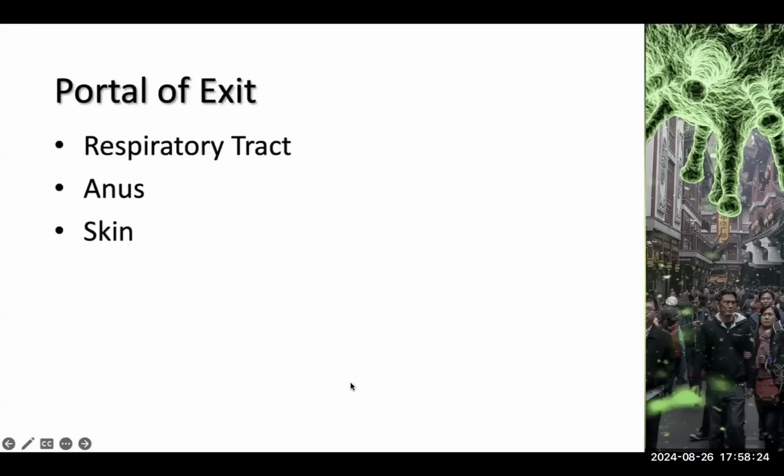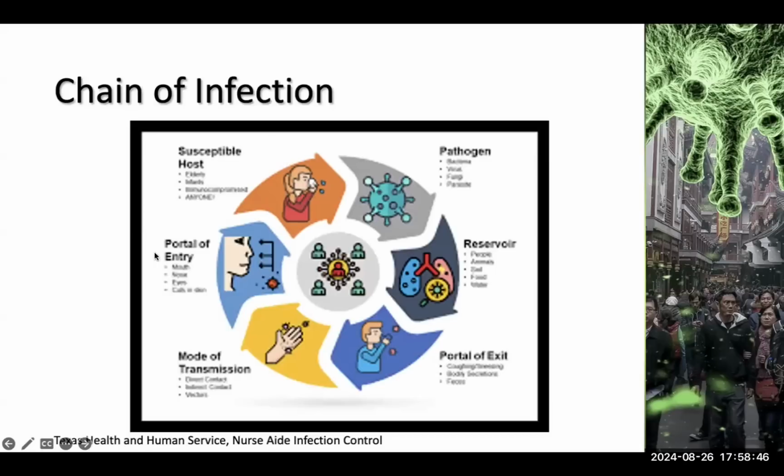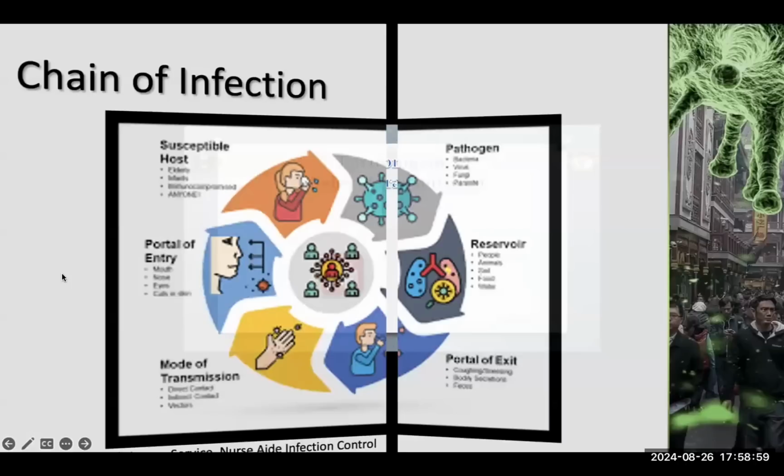Next, for the chain of infection, we will have the portal of exit. For the portal of exit, we have the respiratory tract, the anus, and the skin. The respiratory tract will be for the respiratory agents. The anus would include soil-transmitted helminthiasis. And the skin will include the sexually transmitted infections from the skin, like herpes and pediculosis.